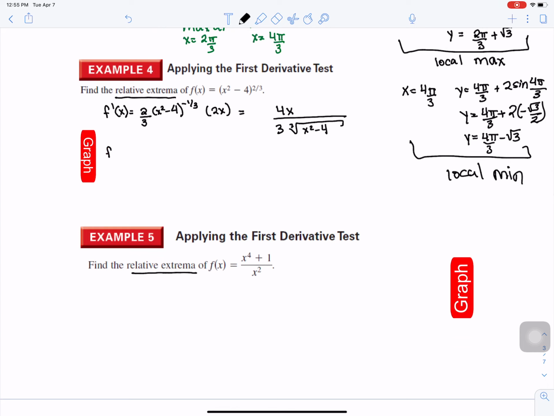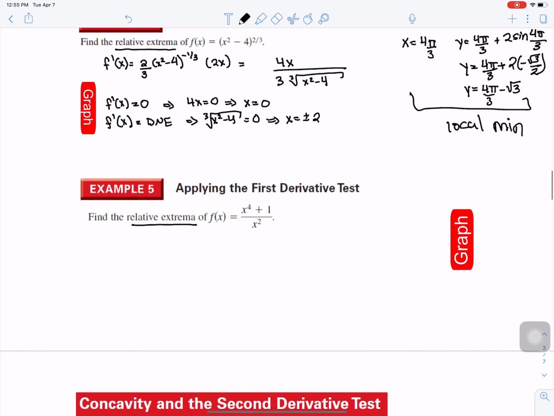I find where the derivative is equal to 0, which is me setting my numerator equal to 0. So that would mean x is 0. You also ask yourself, where is the function undefined, does not exist? That would be when the cube root of x squared minus 4 is equal to 0. So that tells me x is equal to plus or minus 2. So those are my critical values.